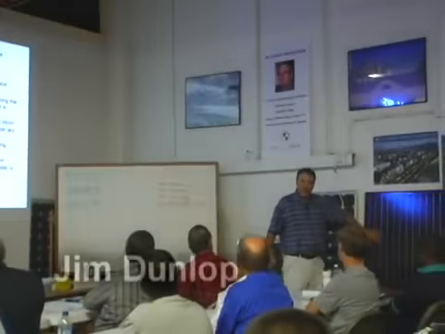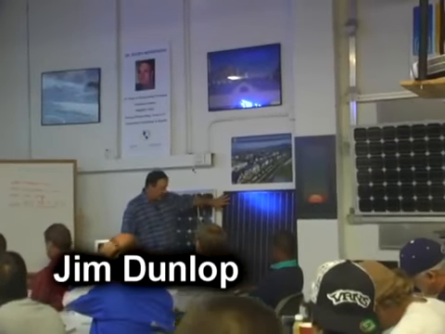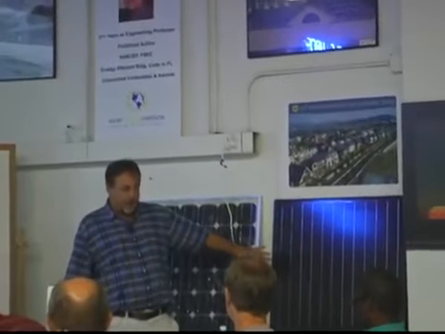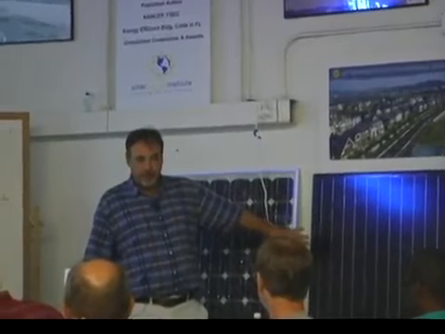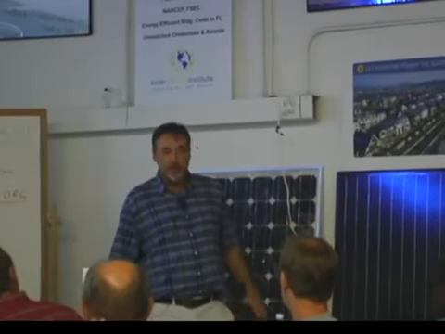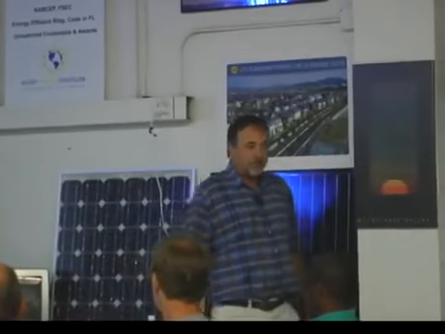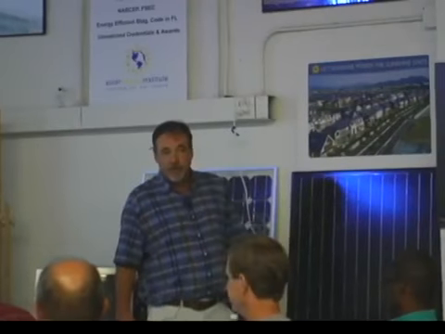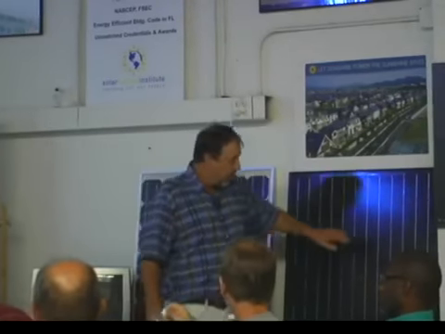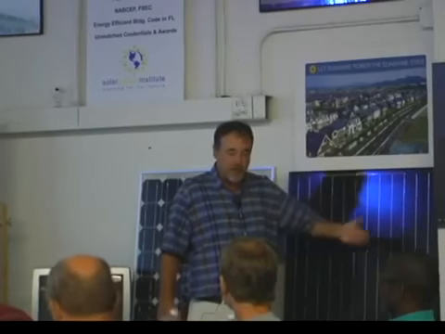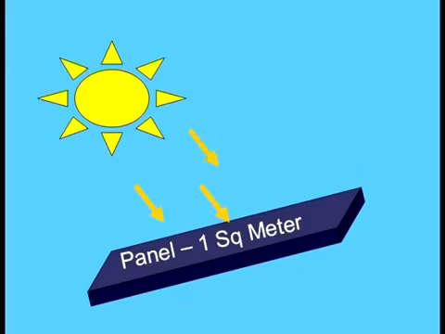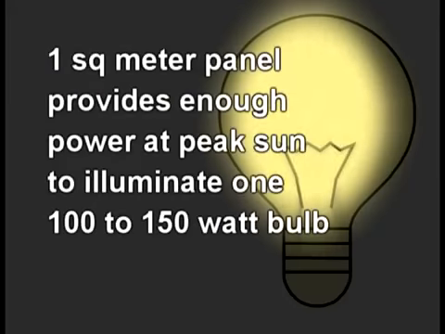So let's just call this panel 1 square meter for example purposes. 1,000 watts of solar power. If we converted that solar power 100% to electrical power, we could run 10 100-watt light bulbs. But the fact of the matter is we're converting sunlight to electrical energy at about 10 to 15% in the field. So a 1 square meter panel is going to probably provide enough power at peak sun to illuminate a 100-watt light bulb, 150-watt light bulb, something like that. So that's the nature of the conversion efficiency.